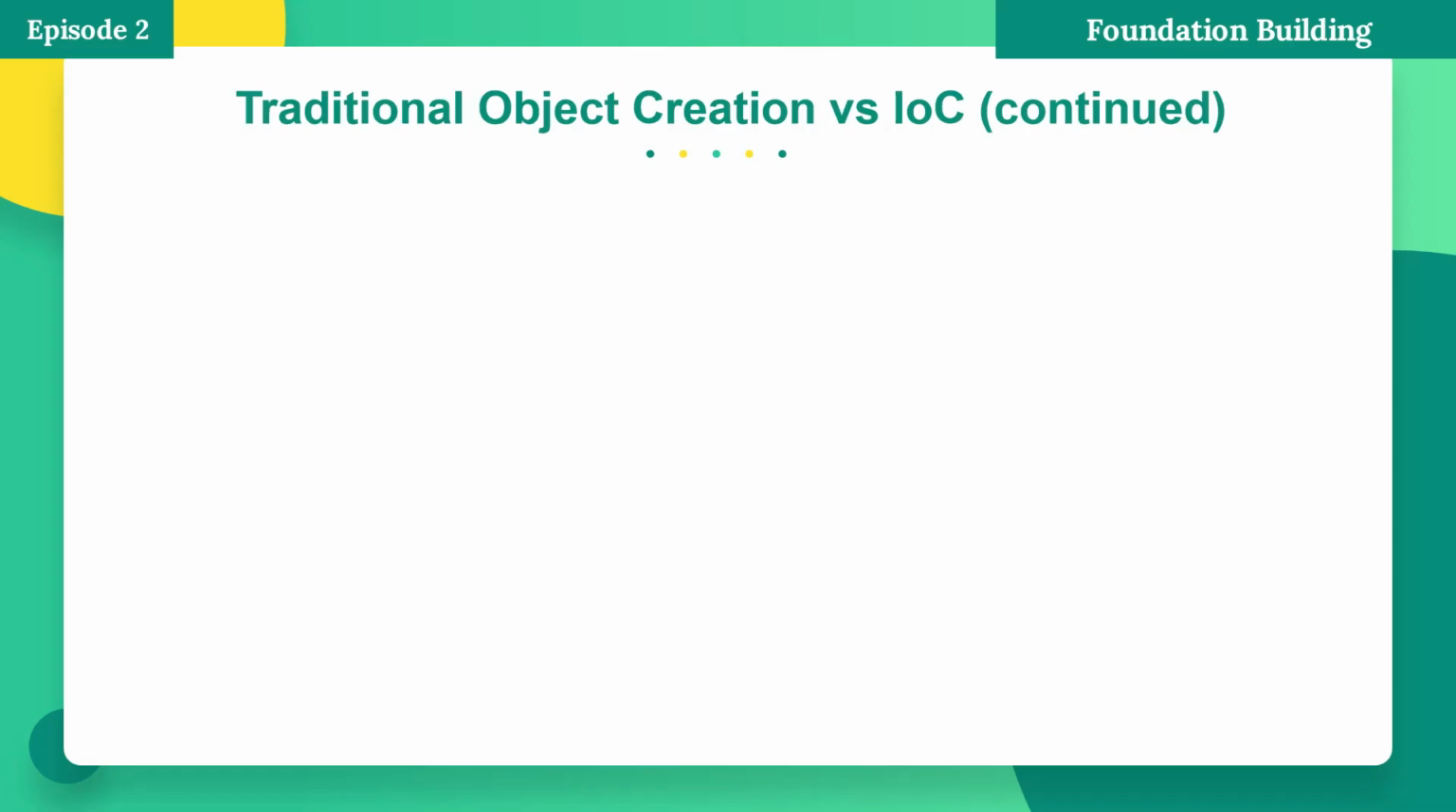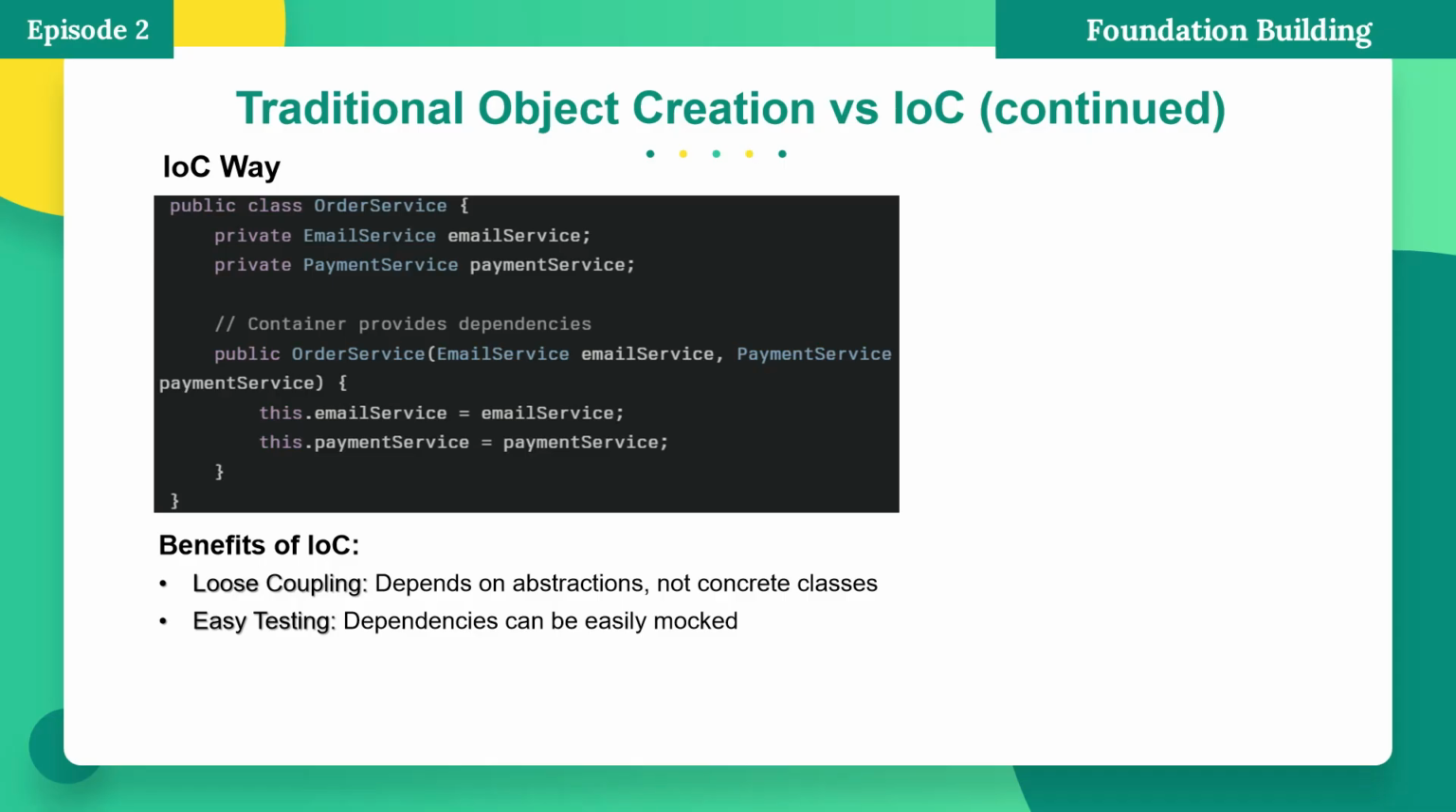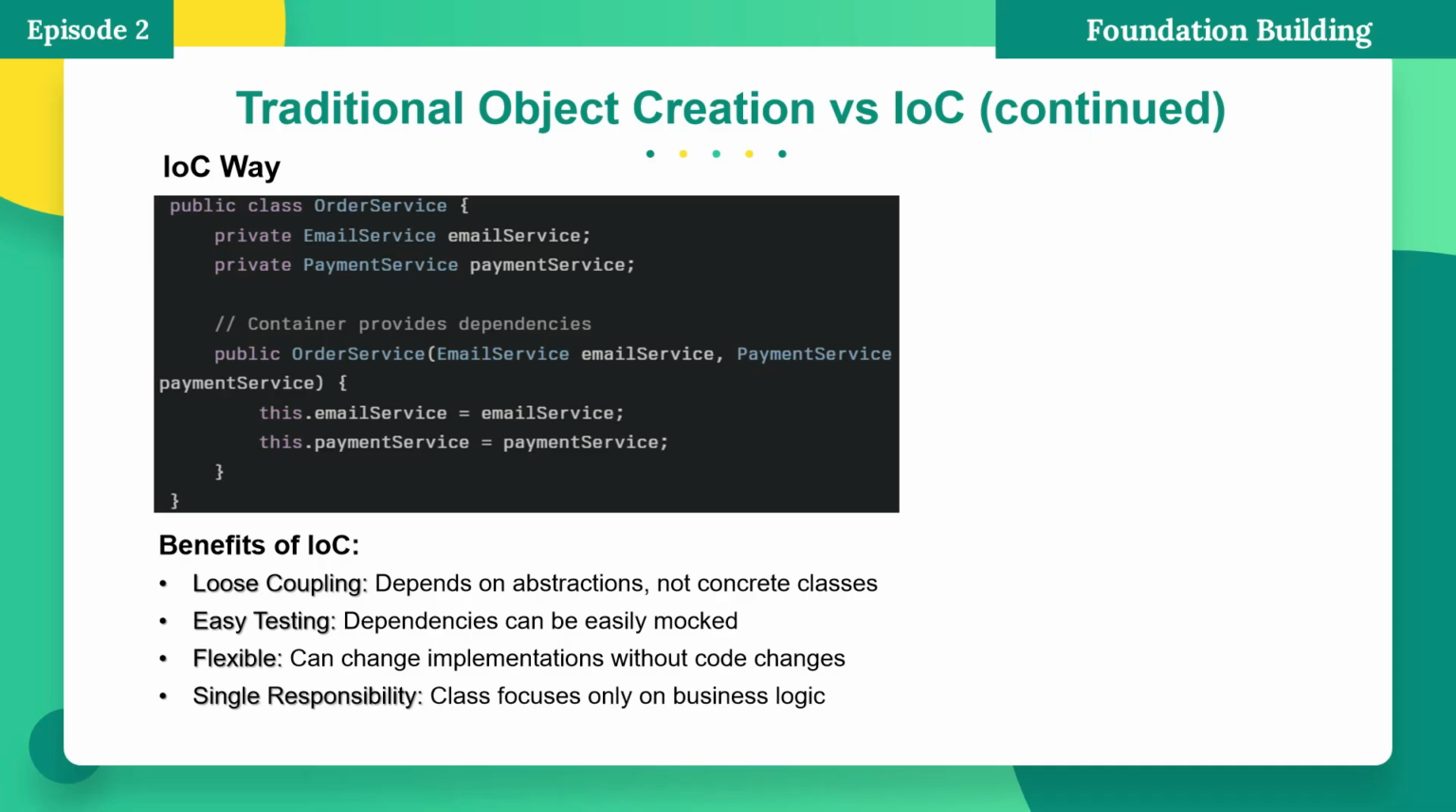Now let's look at the IoC way. With the IoC way, the container provides dependencies for you to instantiate with your service classes. So, the benefits of IoC: loose coupling, which depends on abstractions and not concrete classes. Easy testing, where dependencies can be easily mocked. Flexibility, where you can change implementations without code changes. And single responsibility, where classes focus only on the business logic.